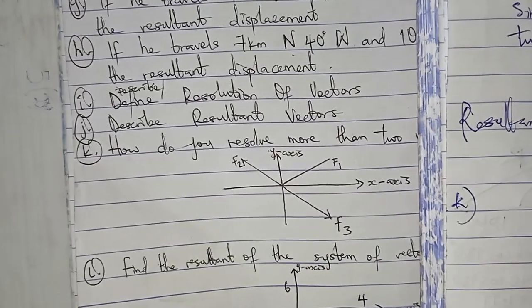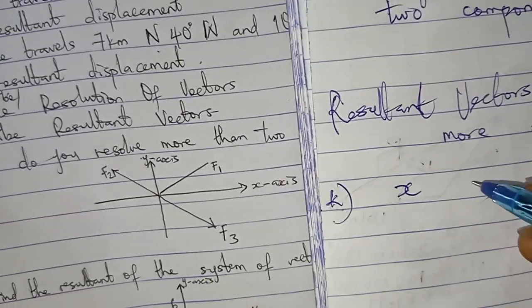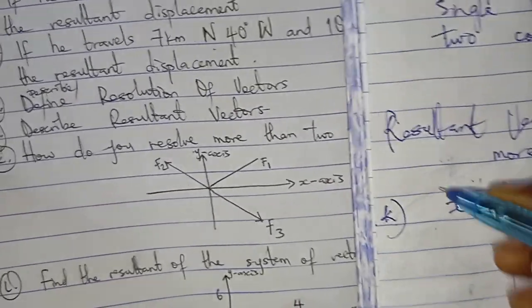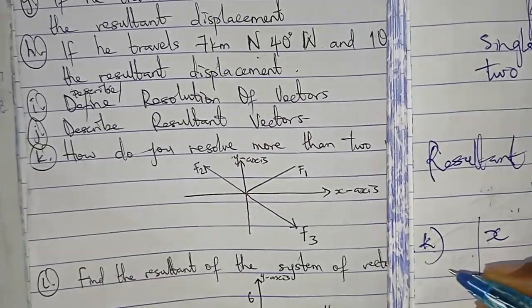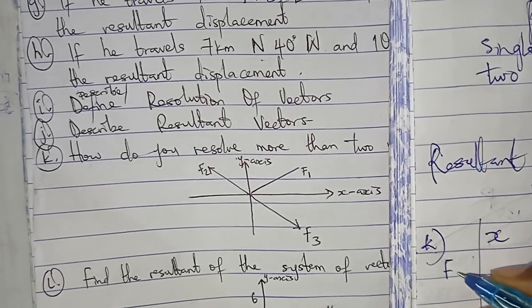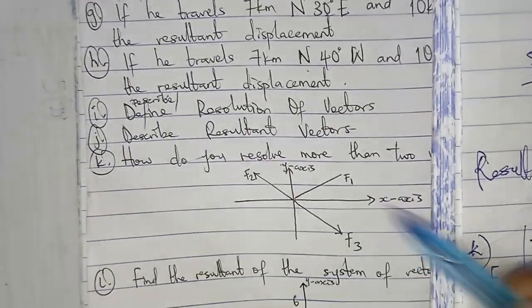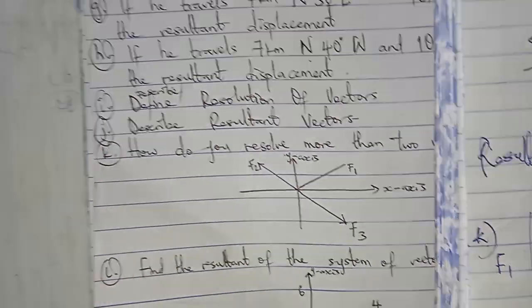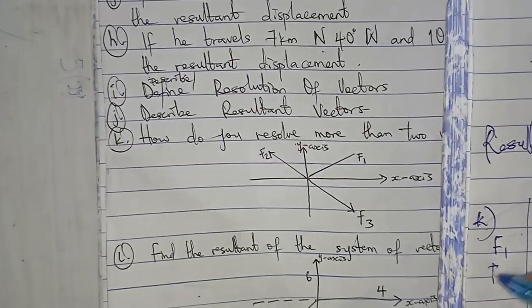Once I see this question, all I just need to do, once I hear the name resolve, I go and do x, y, then come and put the forces. I have F1, I have F2, and I have F3.